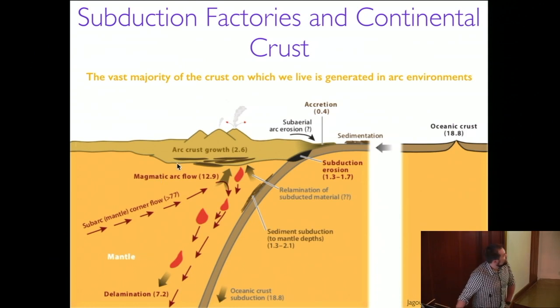Right, so I'm going to speak about the continental crust and subduction predominantly. And as you may or may not know, the continental crust is generated predominantly in subduction zones. So the vast majority of the crust on which we live is generated in arc environments. And it's obviously very important for life, especially land-based life. But surprisingly, there are some fundamental issues that we don't understand about the formation of the continental crust. And that's going to be the fundamental topic for the discussion today.